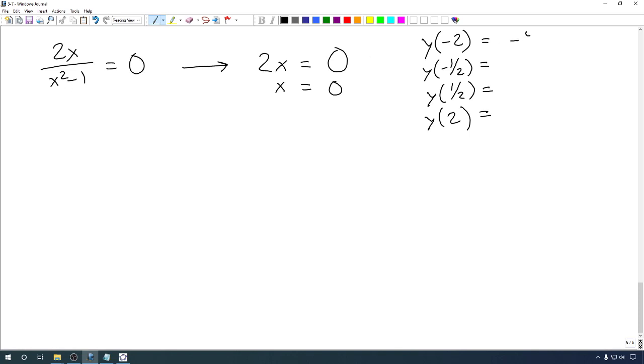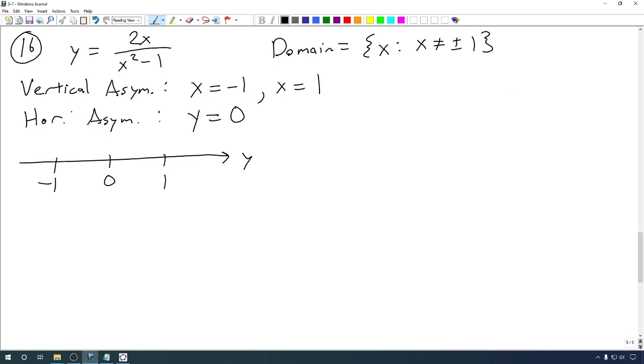For -2, we end up with a -4/3. For -1/2, we end up with a +4/3. At 1/2, we end up with a -4/3. And at 2, we end up with a +4/3. So kind of interesting that we got only plus or minus at the same value here. But the important thing actually is what the sign is. We have a negative for that first interval, positive for the second one, then a negative and a positive. We're going to put those in here.